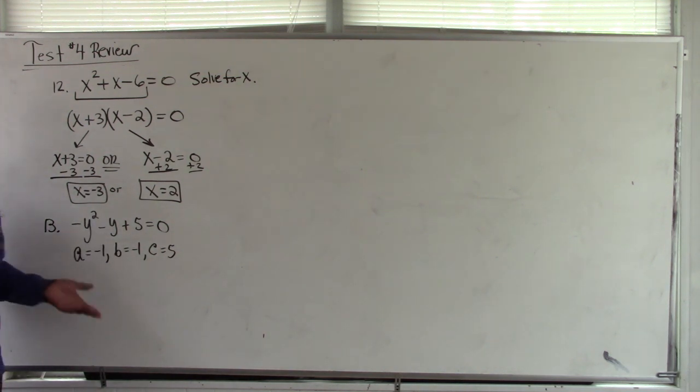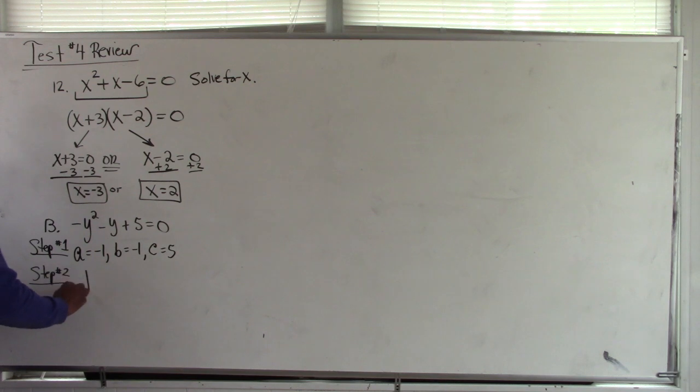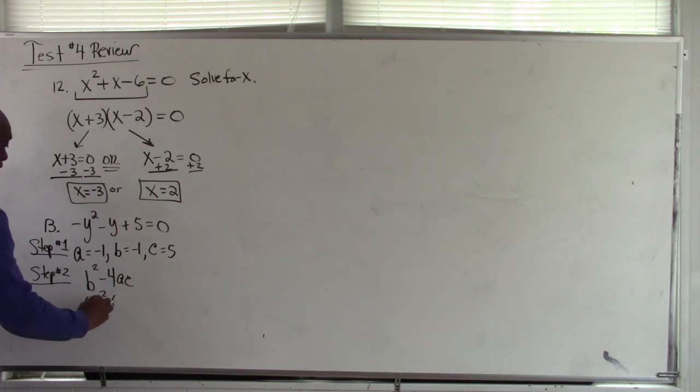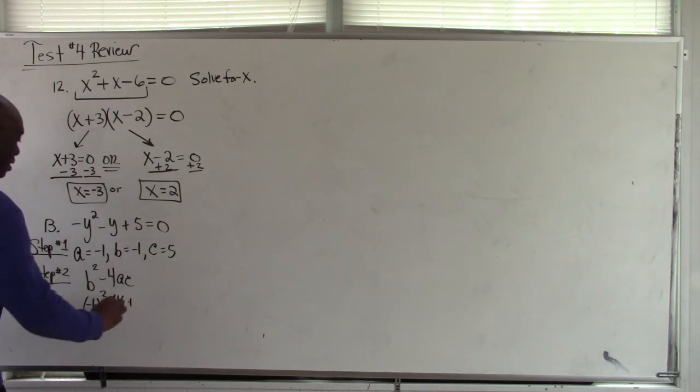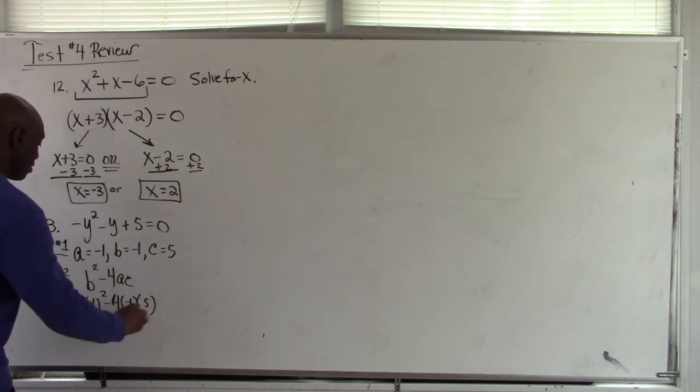Next, determine the discriminant, or the nature of the roots. So this right here is step 1. Step 2. The nature of the roots. Look at b squared minus 4ac. Let's see what that is. That's going to give me negative 1 squared minus 4 times a, which is negative 1, times c, which is 5.